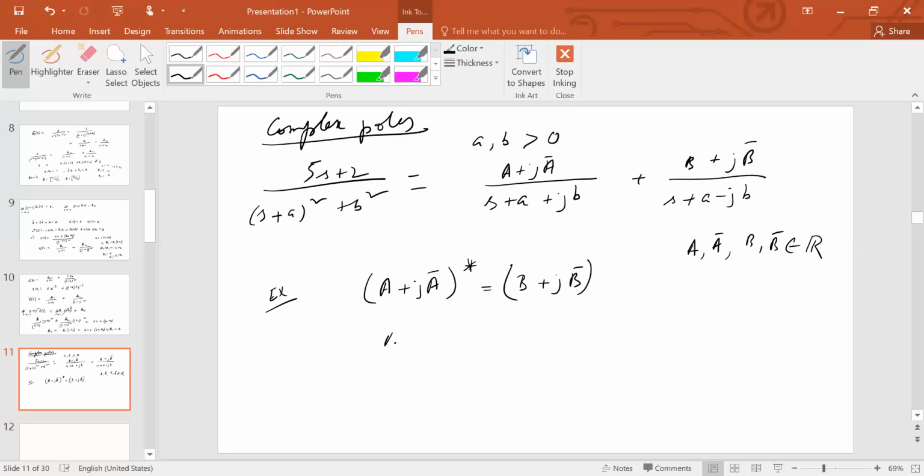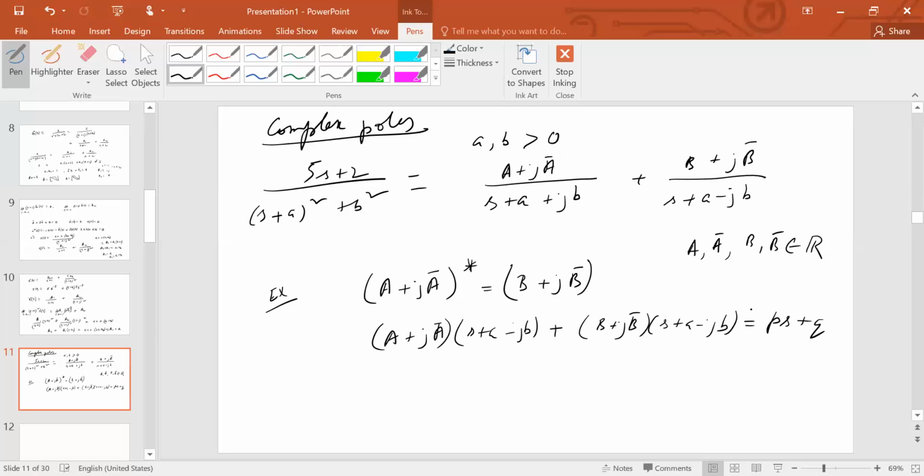So you will then be left with a plus j a bar times s plus a minus jb plus b plus j b bar into s plus a minus jb is equal to ps plus q. Right? In this case, of course, p and q are 5 and 2 respectively, but you can choose this to be anything. So you basically can equate suitable coefficients.